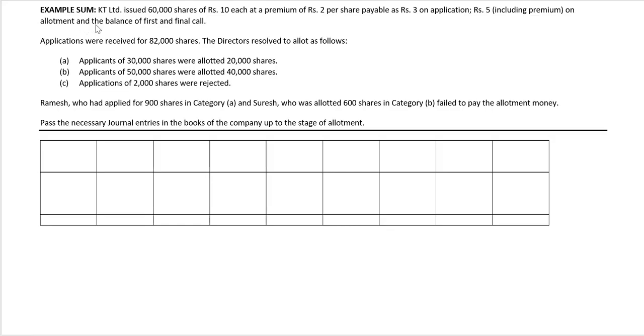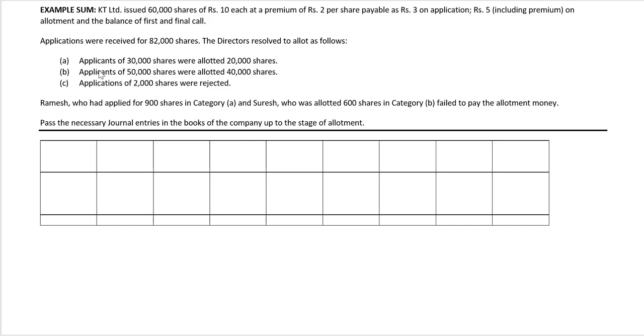Example sum: KT Limited issued 60,000 shares of rupees 10 each at a premium of rupees 2 per share, payable as rupees 3 on application, rupees 5 including premium on allotment, and the balance on first and final call. Applications were received for 82,000 shares. The directors resolved to allot as follows.